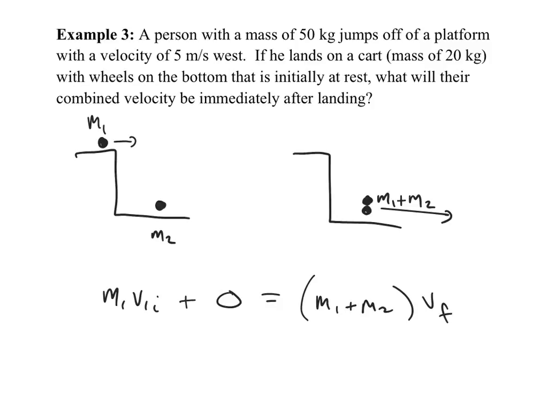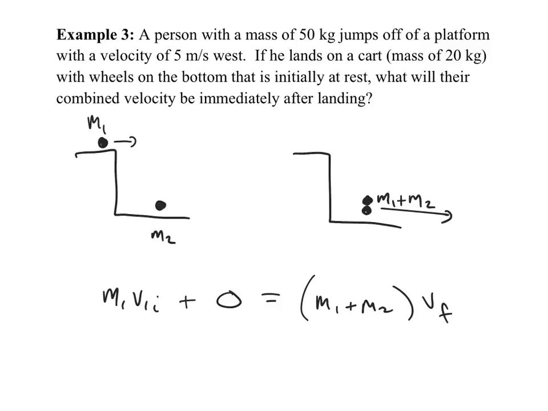So this velocity does not need a specification. You don't need a 2 or a 1 here at all, and you don't have to worry about distributing it. This is one mass after the interaction. What is it, 70? Yeah. You're 50, the cart is 20, so this total mass is just going to be 70.